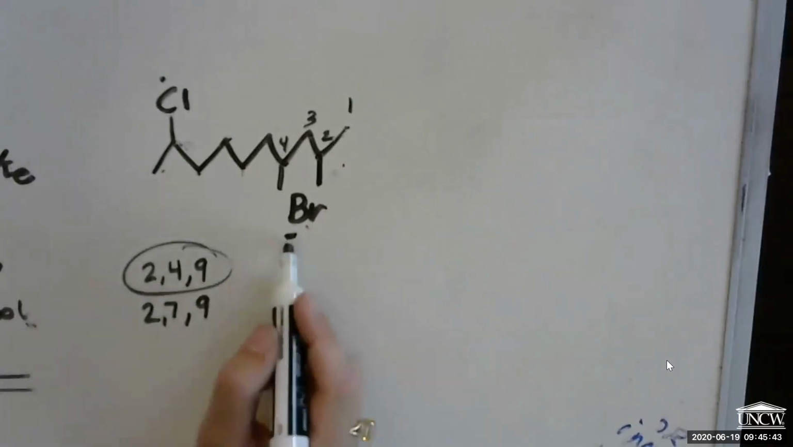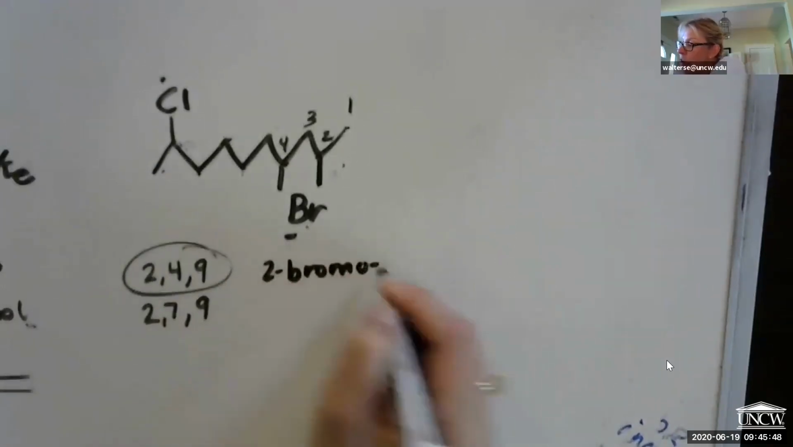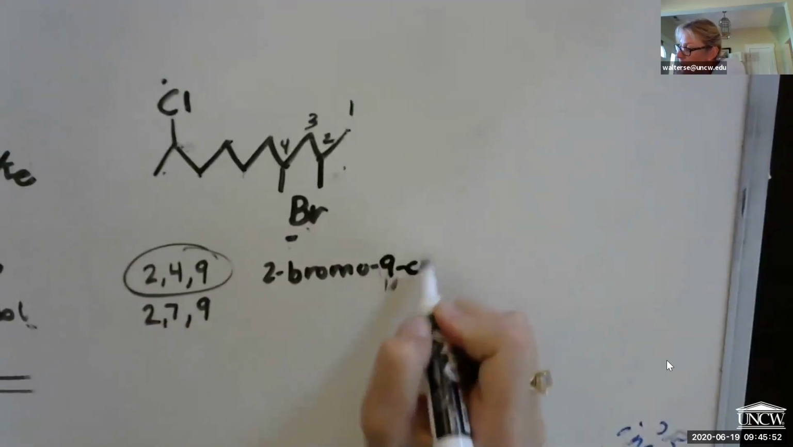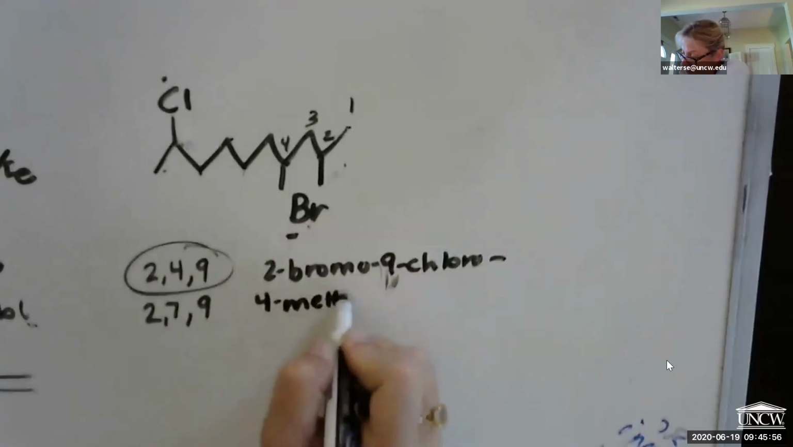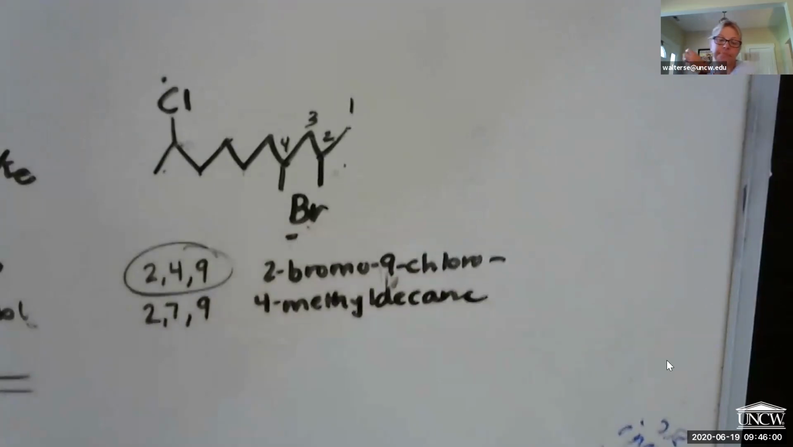So the right order, yes, would be 2-bromo, 9-chloro, 4-methyl, decane. Okay, perfect. Thanks. Yeah.